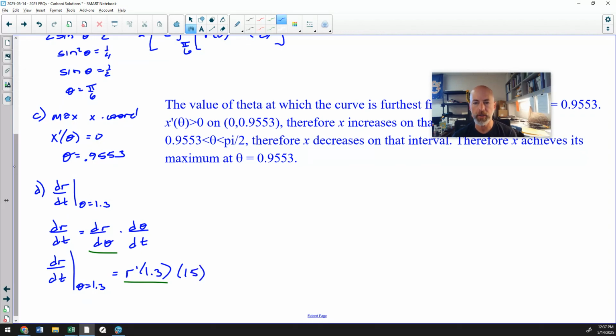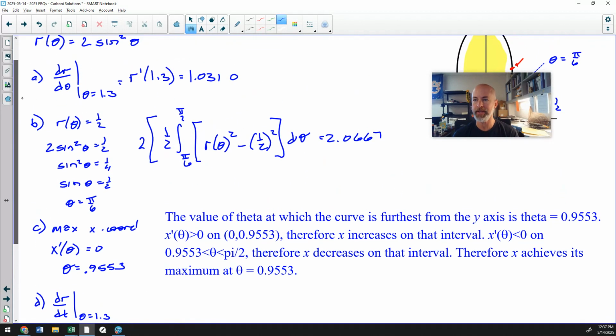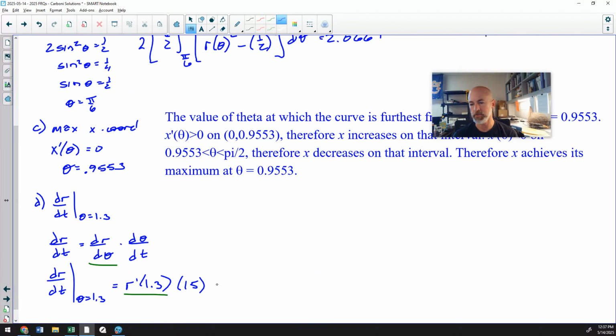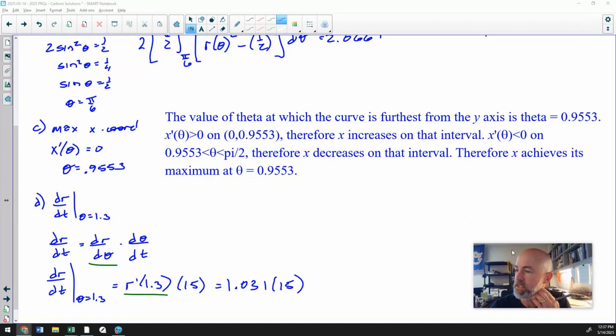And oh, you know what? Is that what we did in part A? Hey, how nice of them. dr d theta at 1.3 is my work from part A, and so I can import that answer of 1.031. And so the answer is going to be 1.031 times 15. And I don't care what that equals. I'm going to leave it like that. And there's all my work for question number 2 of the AP Calculus BC exam from 2025. Again, if there are any mistakes or any suggestions or comments, let me know, and we will move on to question number 5.